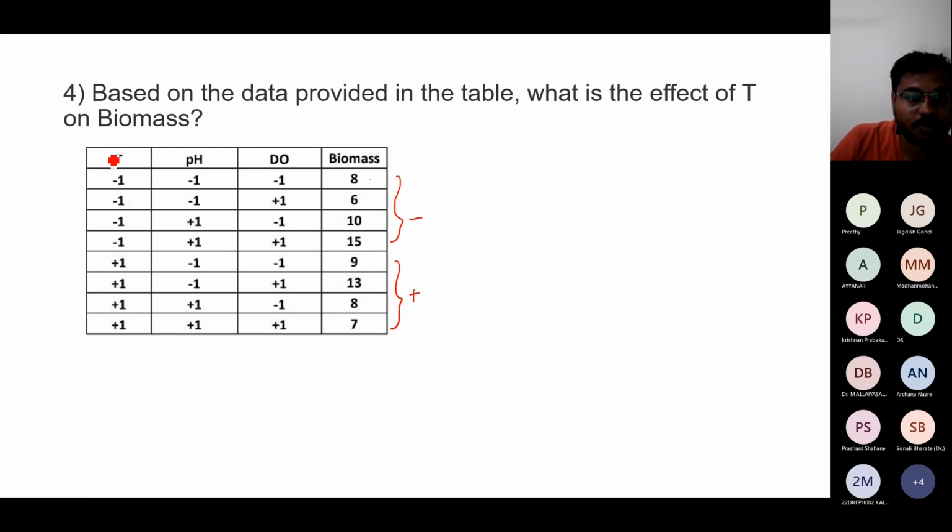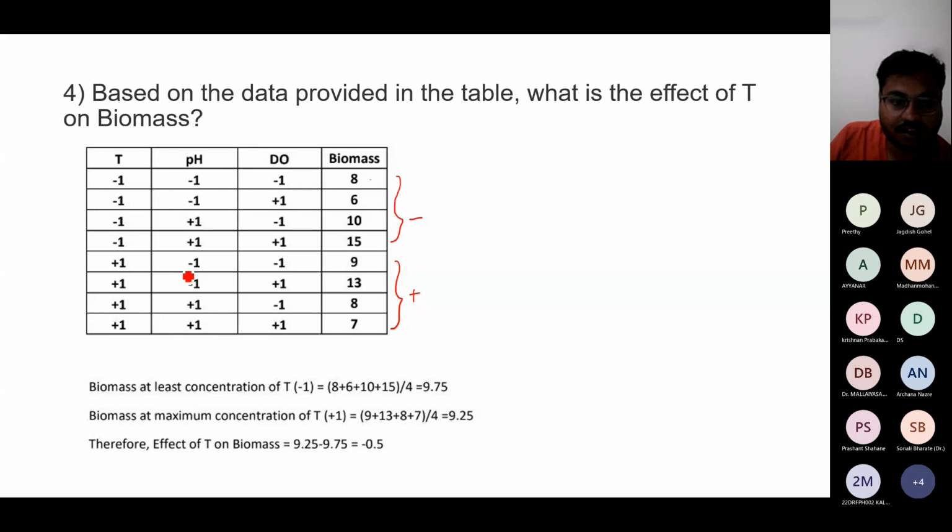So for temperature, all -1 values will be treated as the same, and for +1 values, all of them will be taken together. So at the least concentration of temperature, that is at -1, the average biomass is calculated as 8 plus 6 plus 10 plus 15 divided by 4.